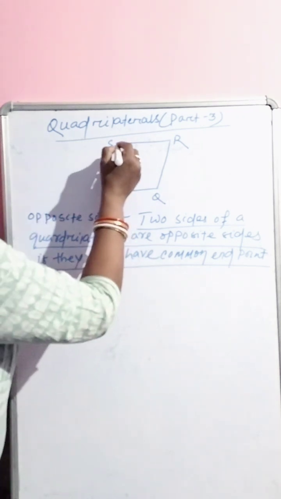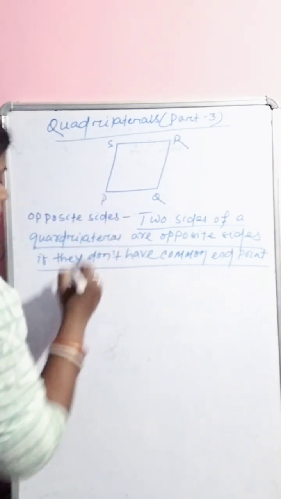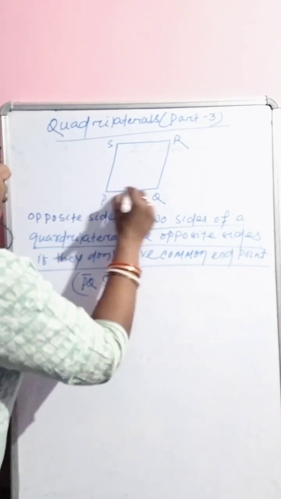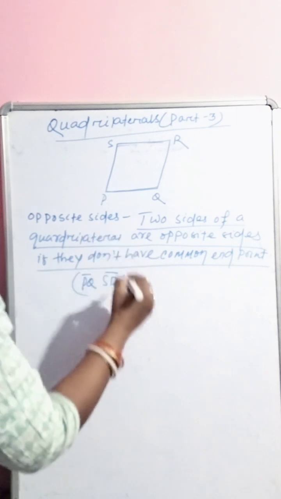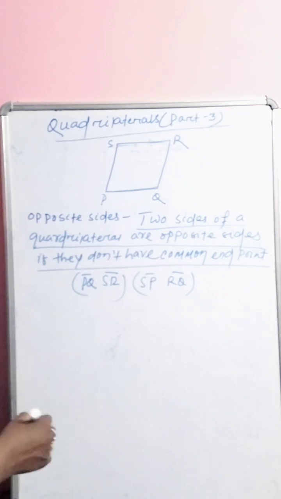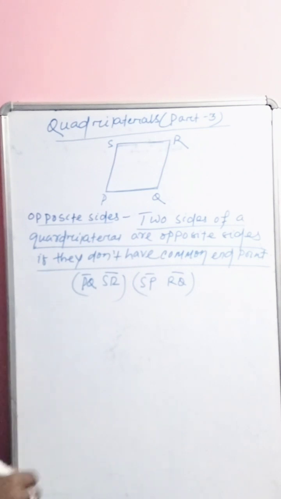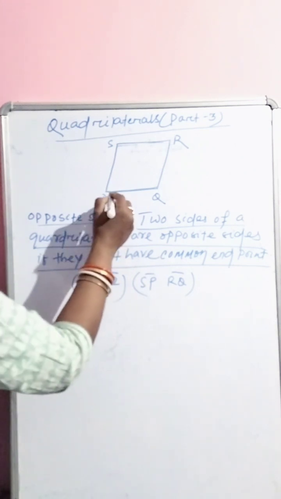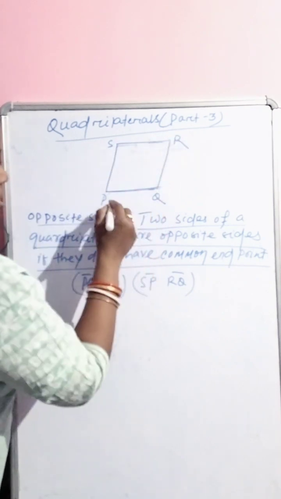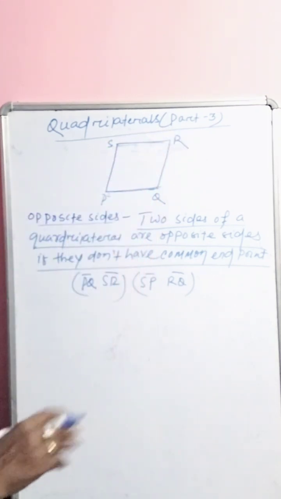That means if we take SP and PQ, they have a common endpoint, P. But if you take PQ and SR, two sides, they don't have any common endpoint. Then SP and RQ also don't have a common endpoint. That means in a quadrilateral, there are two pairs of opposite sides: PQ and SR are opposite sides, and SP and RQ are opposite sides.